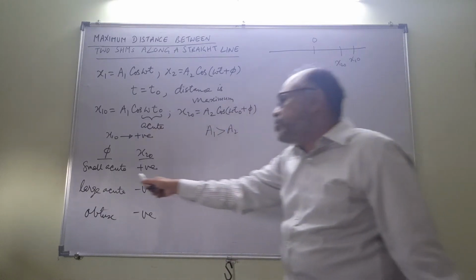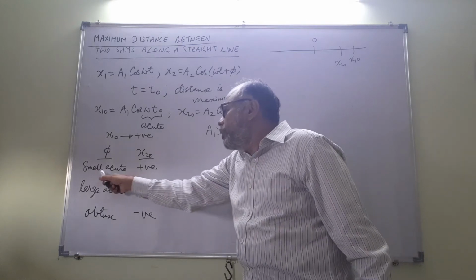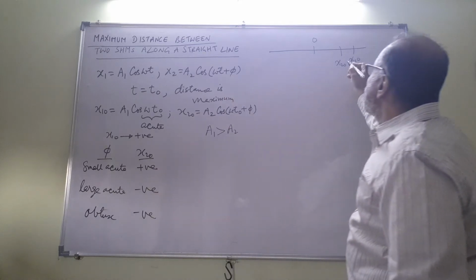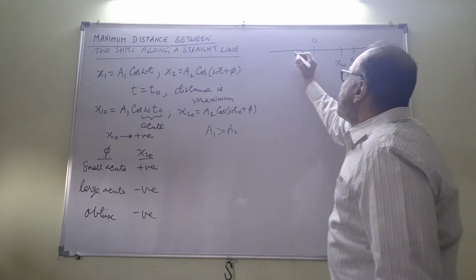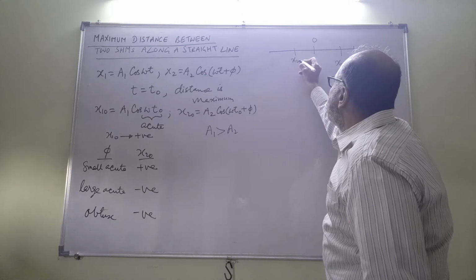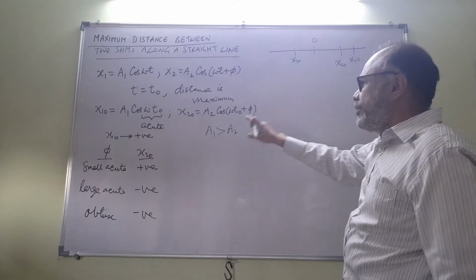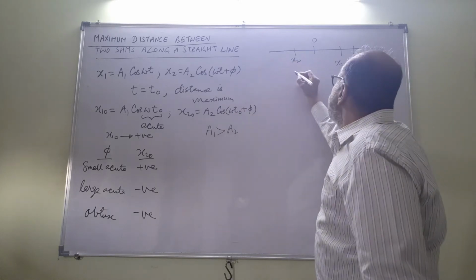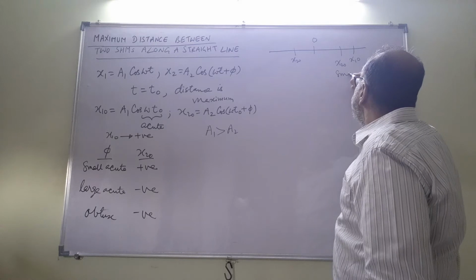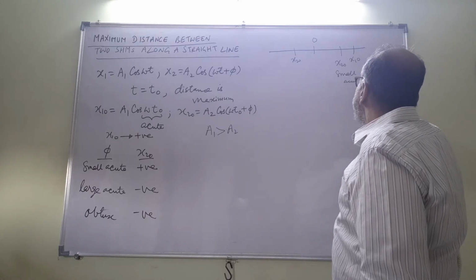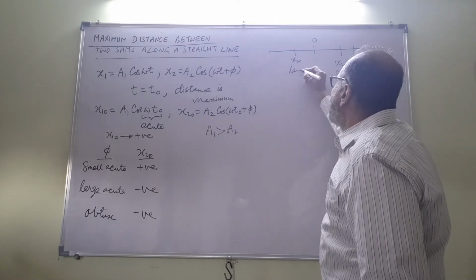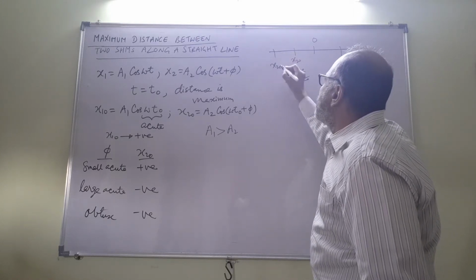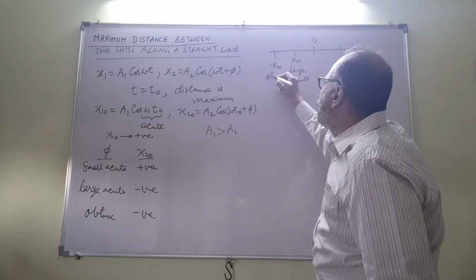And as we said, if phi is a small acute angle, x2 naught will be positive. So we are showing it on the positive side. Whereas if it is large acute, x2 naught will be negative. It will be to the left hand side because cos of an obtuse angle is negative. Similarly, this is for small acute and this is for large acute, and if it is obtuse it will be further lesser. This is obtuse.